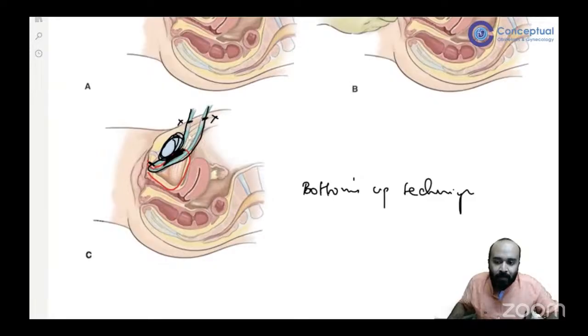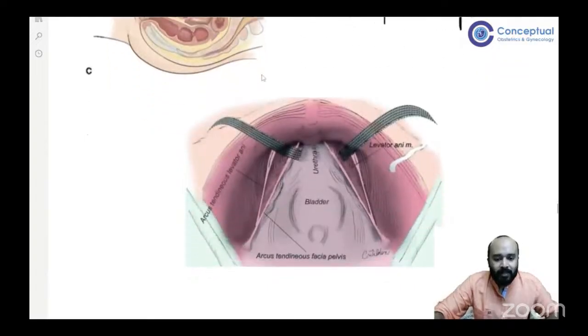एक है मेरे वजाइना में छोटा सा और एक है abdomen में दोनों साइड पे जहां से मैं वो ऊपर निकालूंगा. And that is how tension-free vaginal tape is placed in situ. That is how TVT is done.